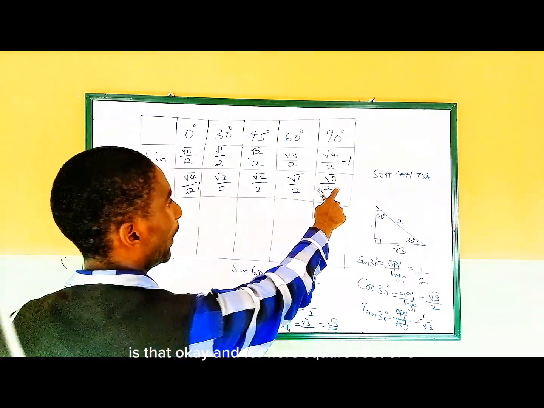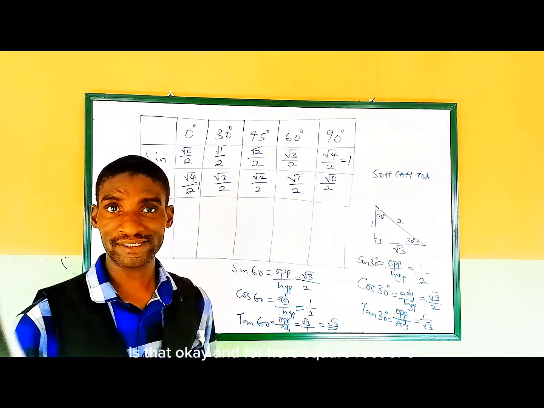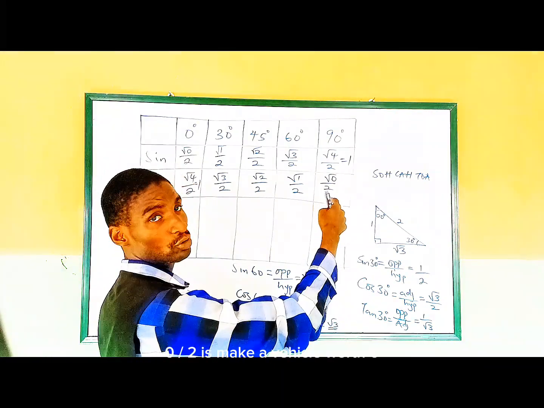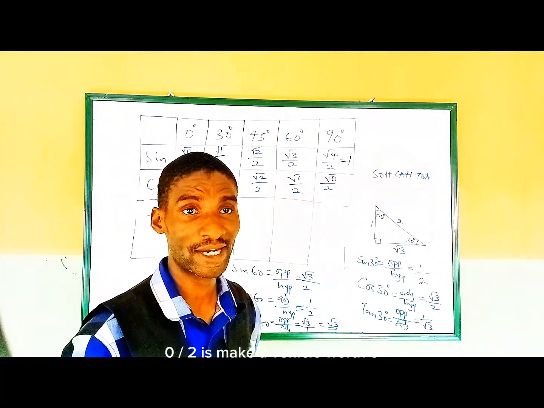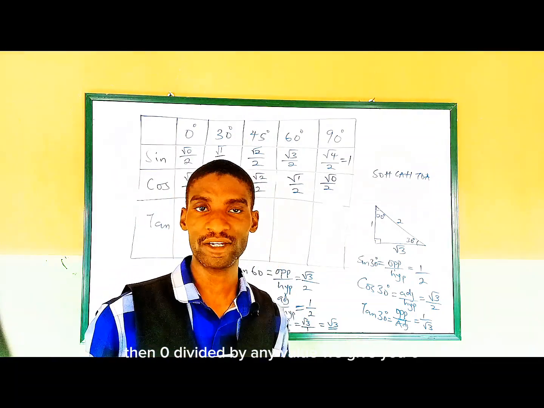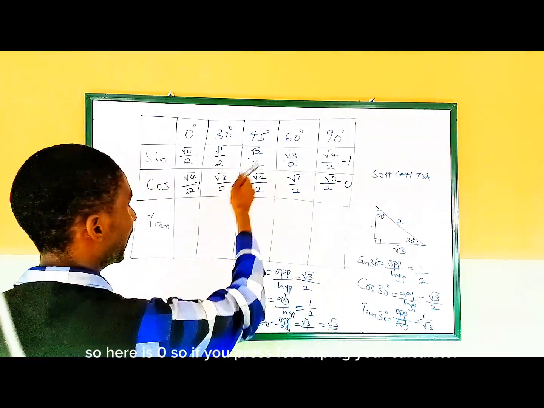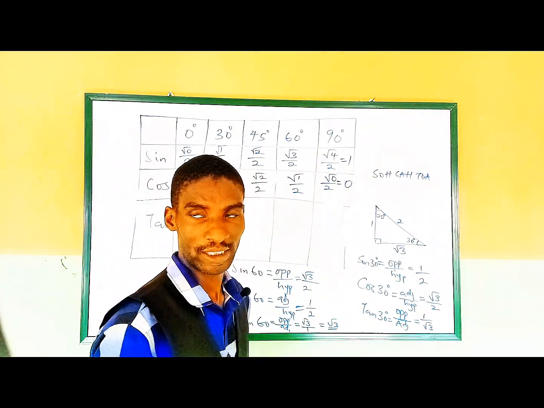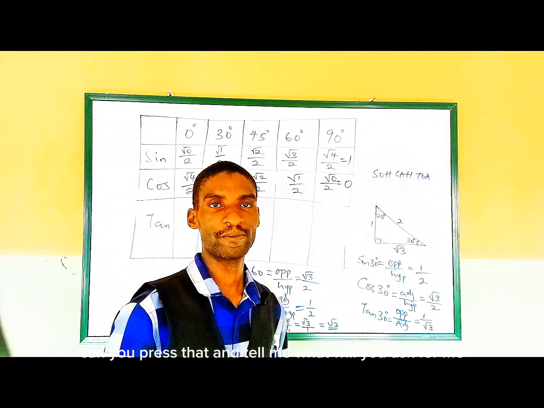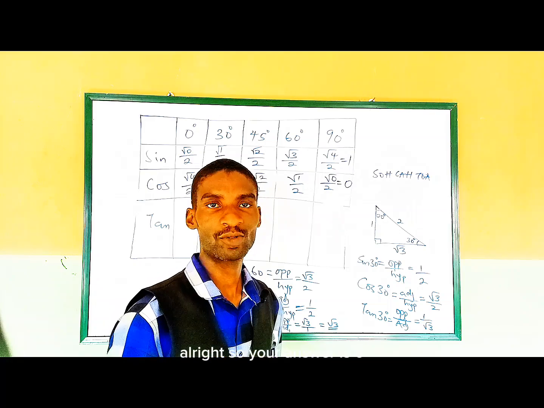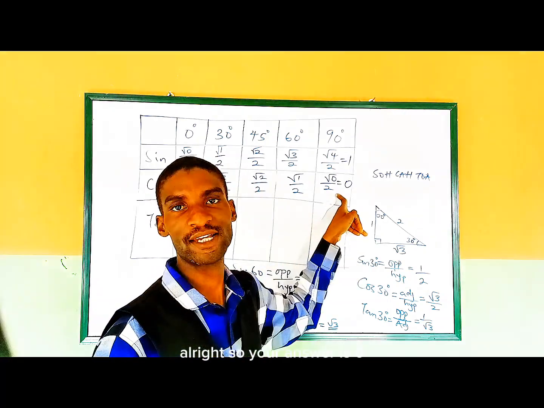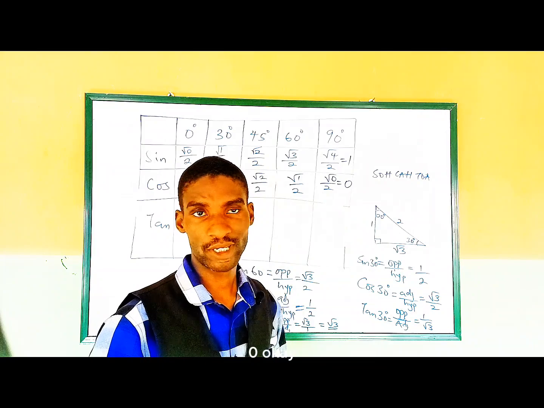Is that okay? And for here, square root of 0 is 0. 0 divided by 2 is going to be equal to what? 0. Then 0 divided by any value will give you 0. So here is 0. So if you press cos 90 in your calculator, can you press that and tell me what your answer will be? Alright, so your answer is 0.